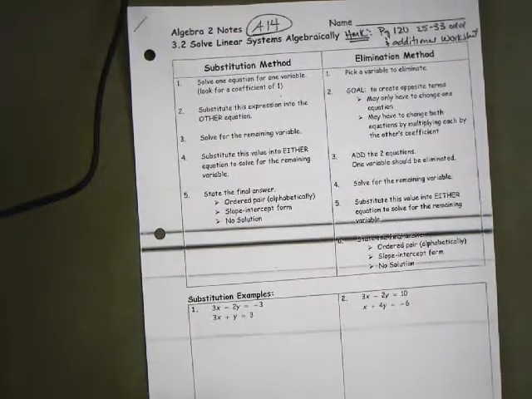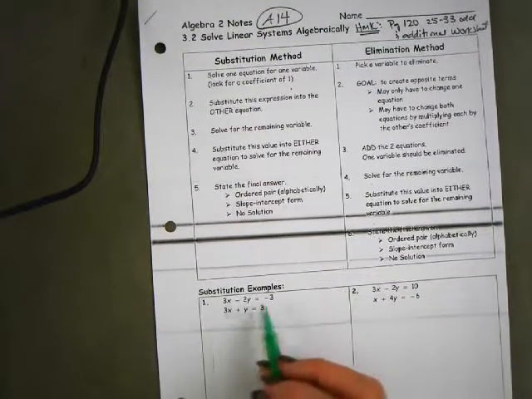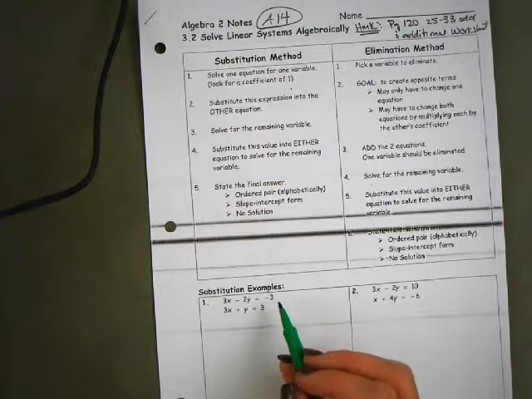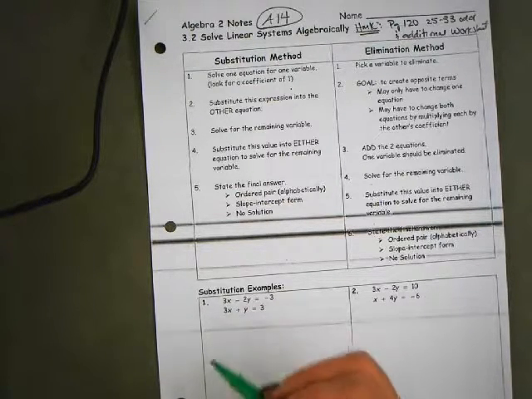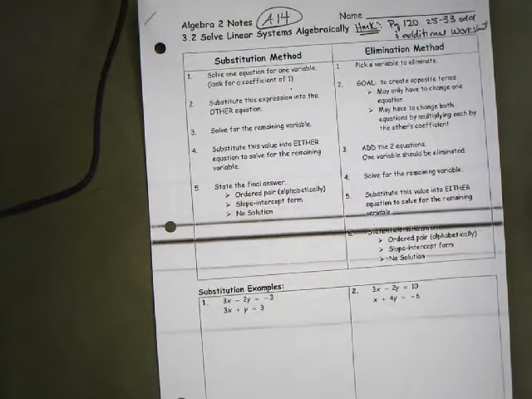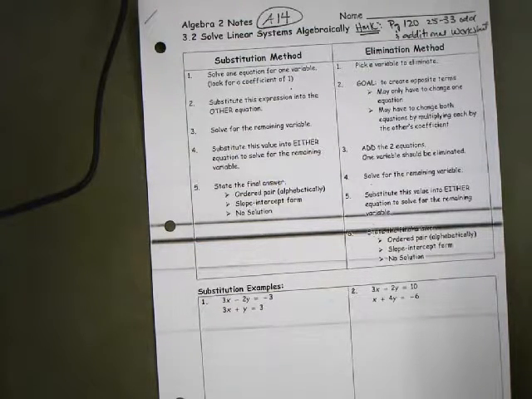And basically the substitution method is solving for one of the variables in one equation, and then substituting it into the other equation to solve for the other variable, and then plugging that value in to find out what the other one is. In short, you're all like, what? Okay, so let's work through this. How does this work, okay?